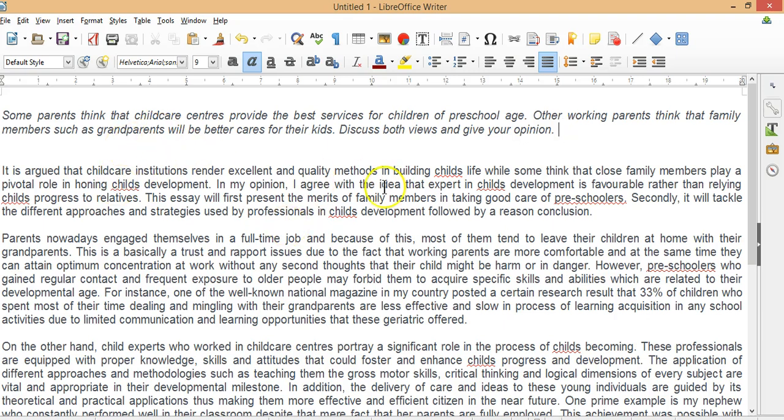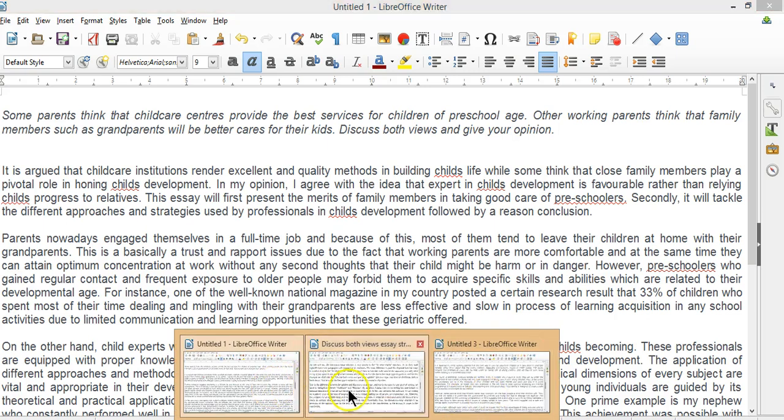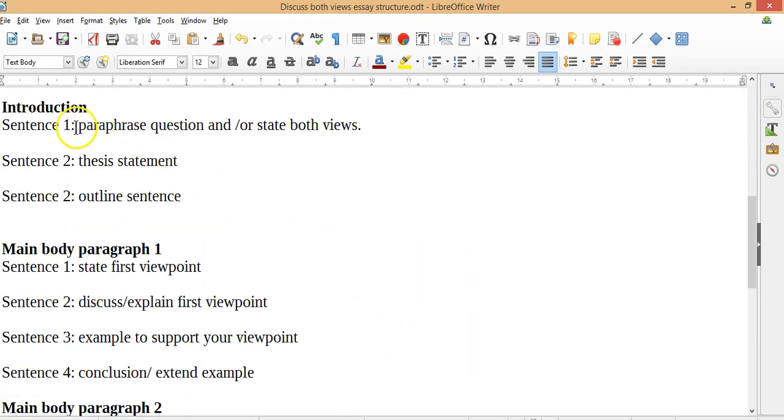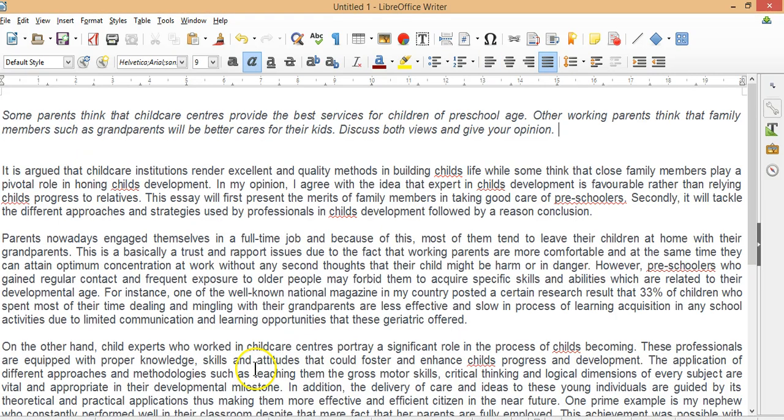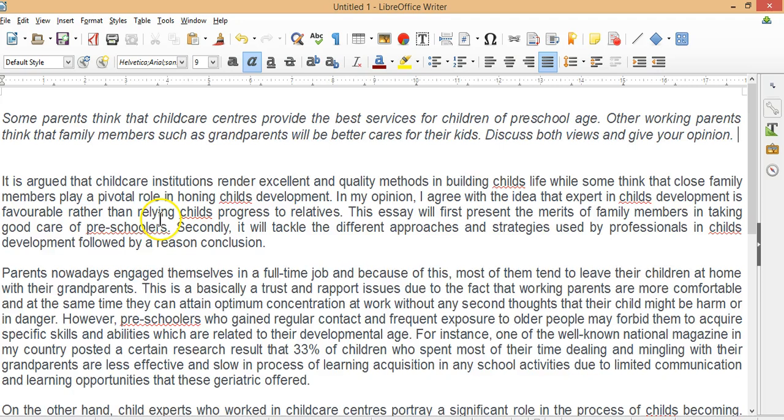Okay, so introduction then. We need to paraphrase the question or state both views, give our opinion, and say what we're going to be talking about in the essay. So let's have a look. Just make this a little bit larger.